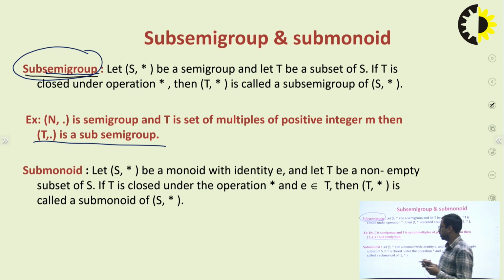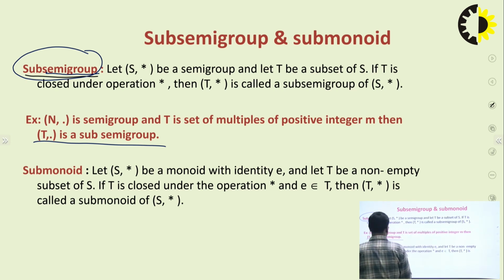What is a submonoid? Let S comma star be a monoid with identity element E and let T be a non-empty subset of S. If T is closed under the operation star and E belongs to T, then T comma star is called a submonoid of S comma star.